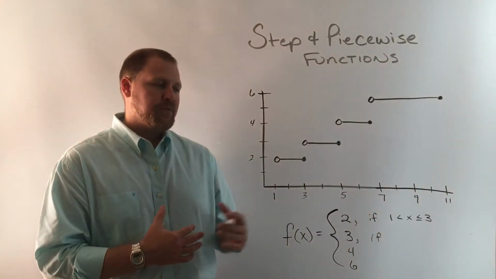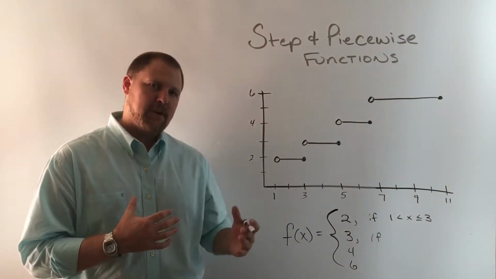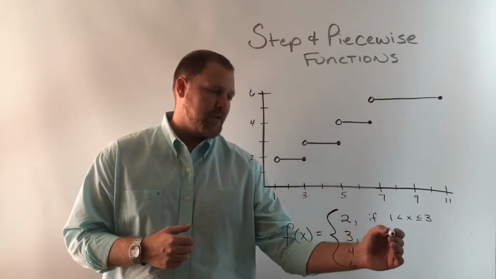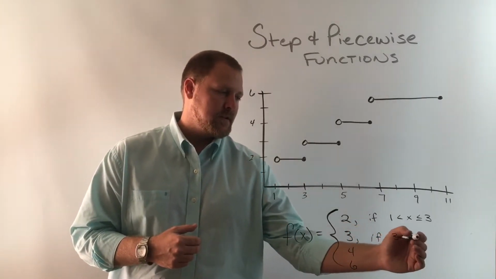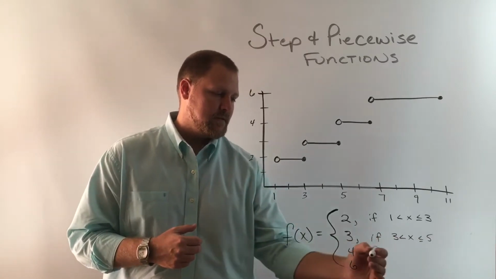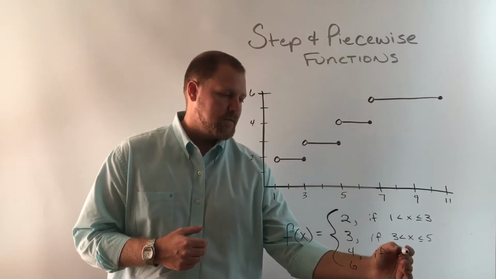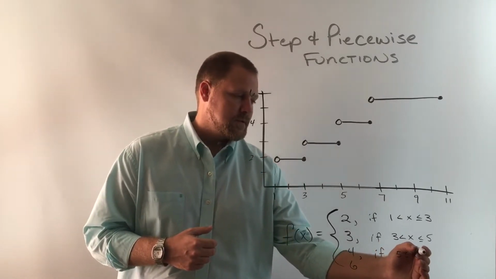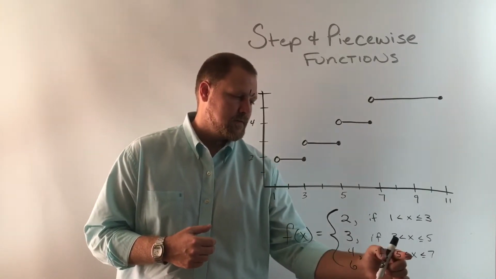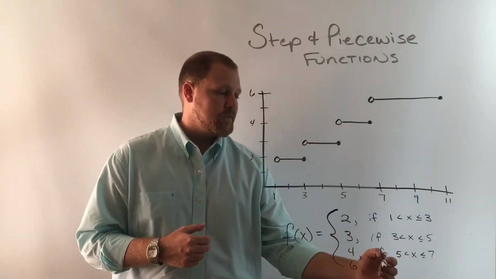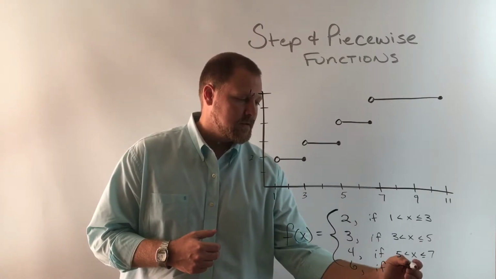And it follows pretty straightforward how to do this for every single piece of this function. So here this goes from 3 to 5, from 5 to 7, and then this one looks like it's from 7 to 11.